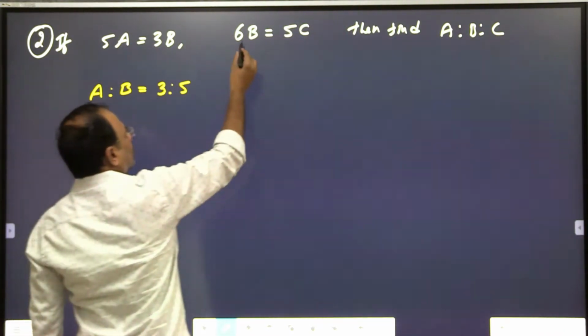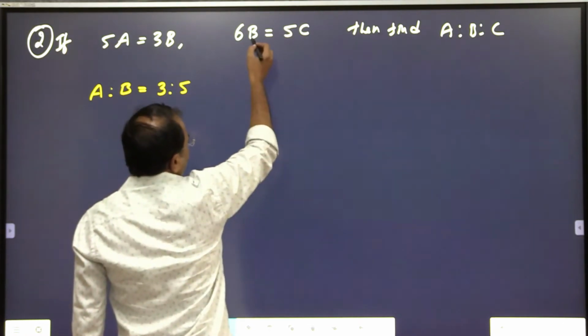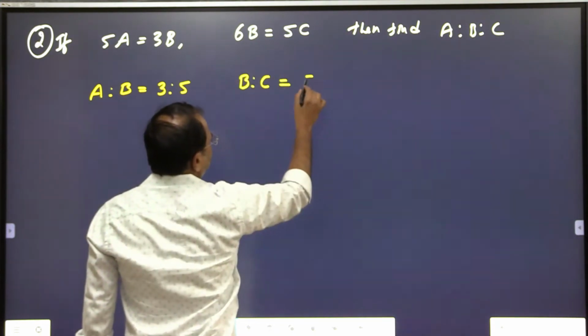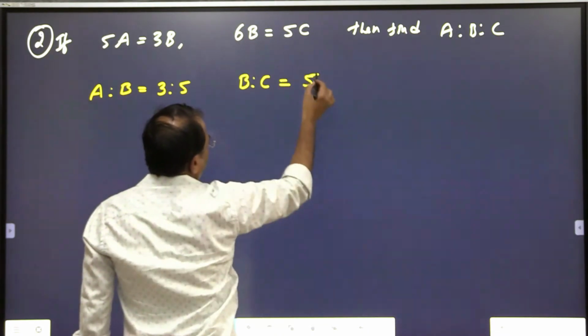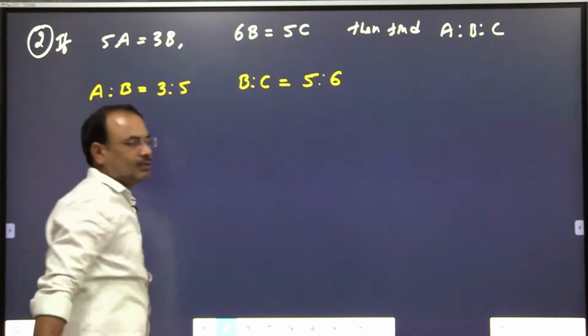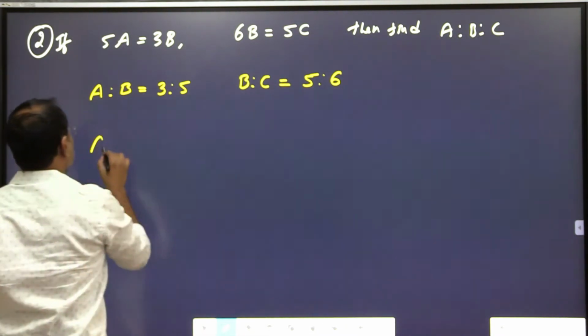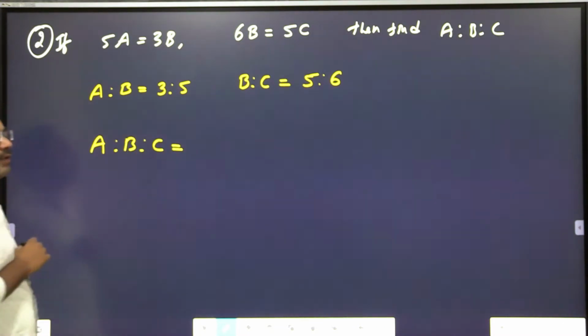In the same manner, 6b is equal to 5c, then c comes over here, so b by c. If c comes here, then this becomes b by c. b by c can be written as b is to c, and this is equal to 5 by 6, which can be written as 5 is to 6. 5 is to 6. Now you can combine a is to b is to c. And one more thing here, you need not use working rule 1.